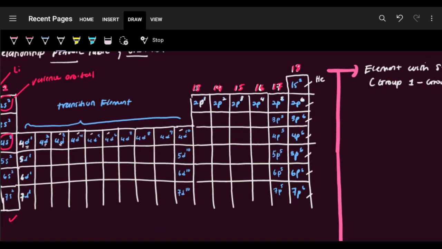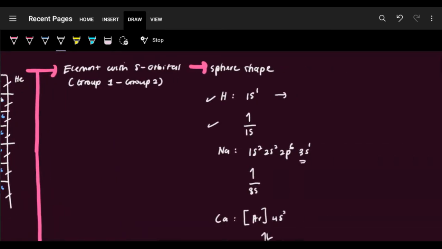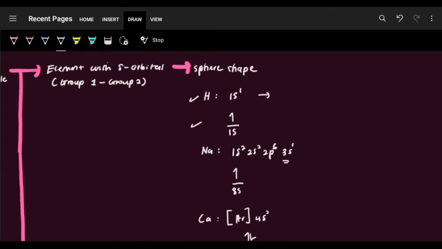Now, what is meant by the orbital? This is an element with an s orbital, as we know from group 1 and group 2. So what is the diagram for the s orbital? Example, hydrogen, 1s1. And this is the orbital diagram for hydrogen. All elements that have an s orbital have this shape. I draw it in 3D, so I have to draw the axes first. All s orbitals have a sphere shape, and each orbital has a maximum of 2 electrons.